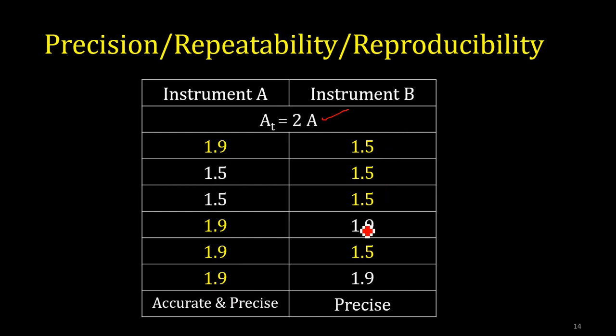But if you have an instrument B used to measure 6 readings under the same setup, you can see that the instrument is showing 1.5 four times. It is precise, but it is not accurate, because accuracy is defined as being close to 2 amperes. It has an accurate value only twice. The majority of the values are not accurate. So it is precise only, it is not accurate. This particular instrument B is not accurate.